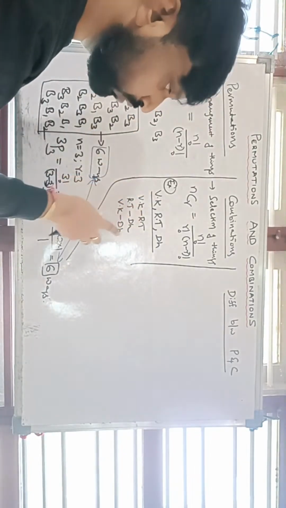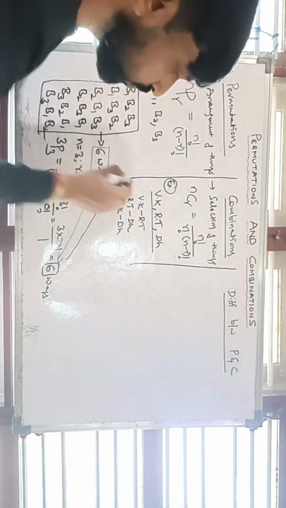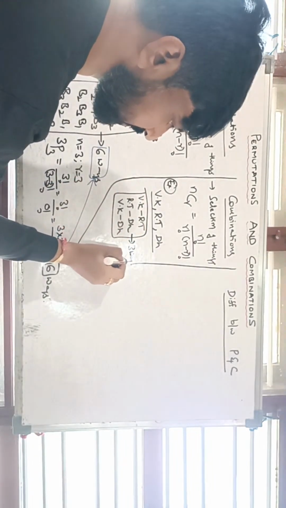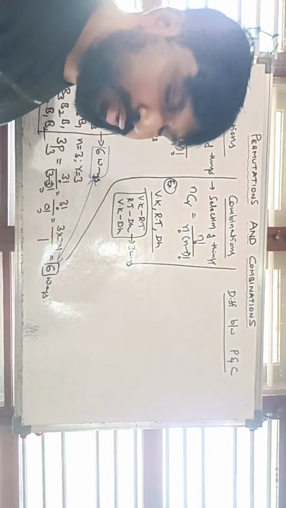Also Virat and Dhoni, and Dhoni and Virat also. So then how many number of ways is this? 3 ways. This is 3 ways.